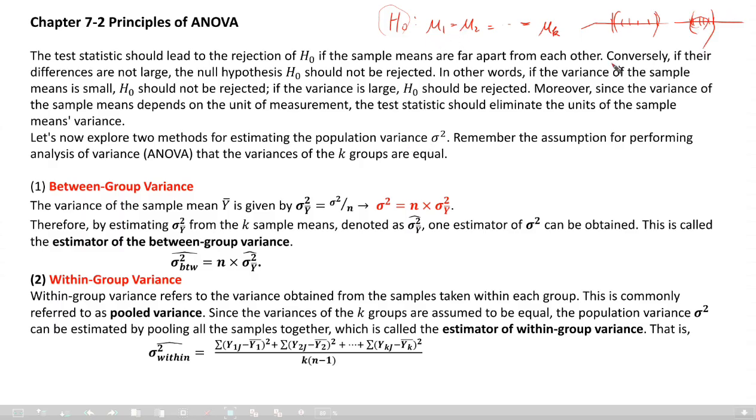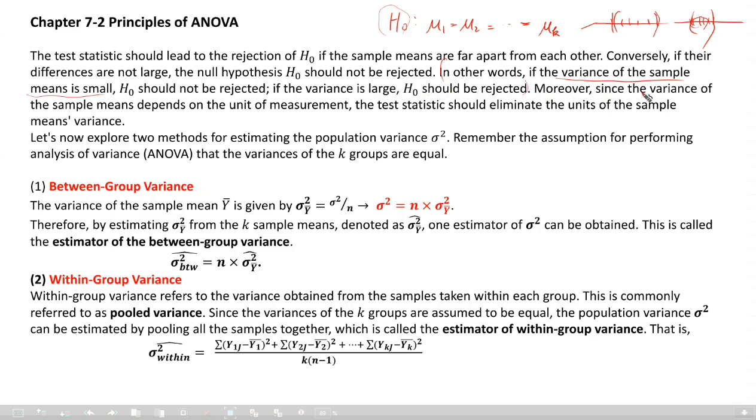That is to say, conversely, if their differences are not large, are small, the null hypothesis should not be rejected. In other words, if the variance of the sample means is small, then H0 should not be rejected. If the variance of the sample means is large, H0 should be rejected. Understand that?